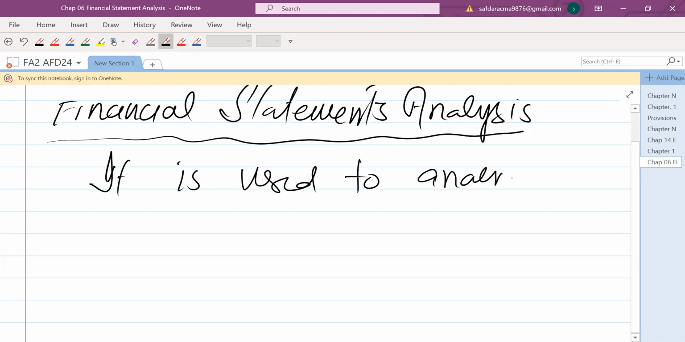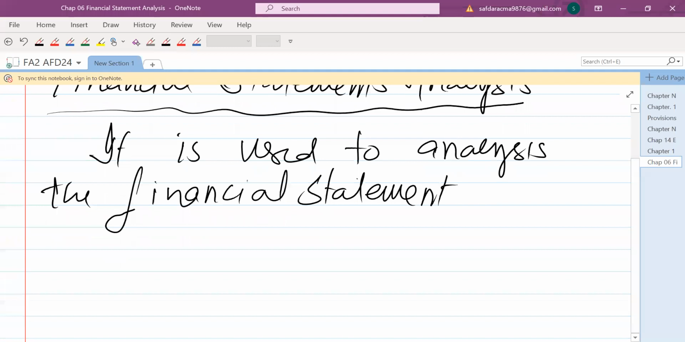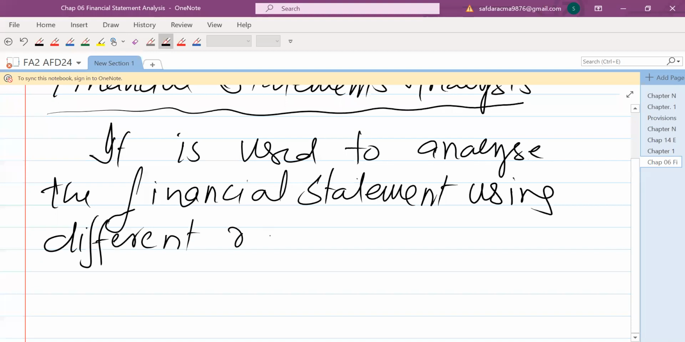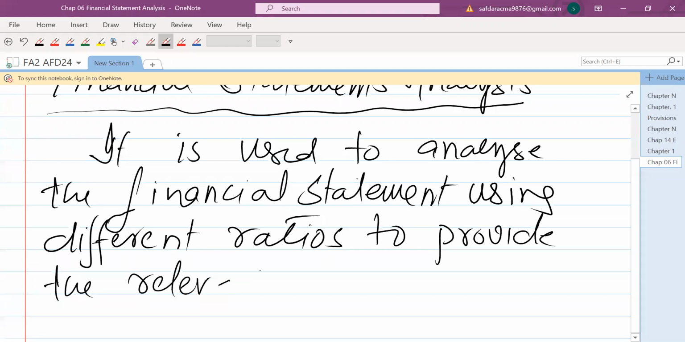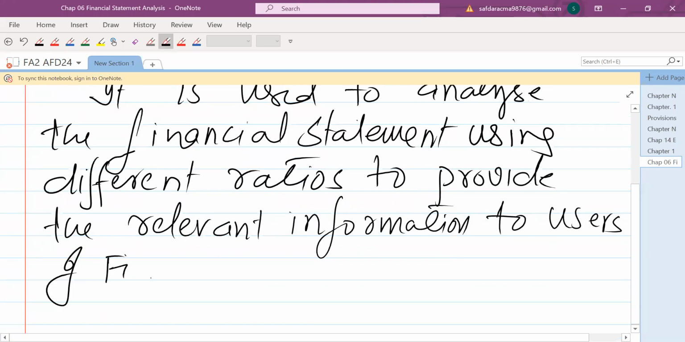to analyze the financial statements using different ratios to provide the relevant information to users of financial statements.